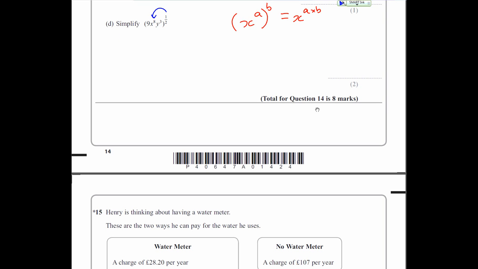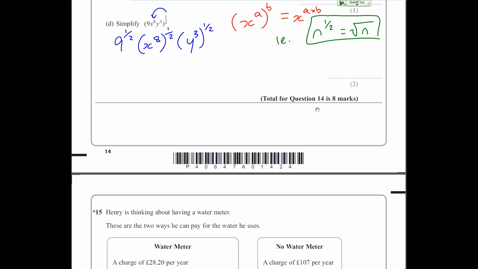So let's just write it again. We want to do the 9 to the power of a half. We want to do the x to the power of 8 to the power of a half. We want to do the y cubed to the power of a half. That's why the brackets are there, to make us do the power to all of it. Now, another rule for you. If you've got n to the power of a half, that's another way of writing the square root of n. Learn that if you do not know it. So that's the square root of 9, which hopefully you know is 3.